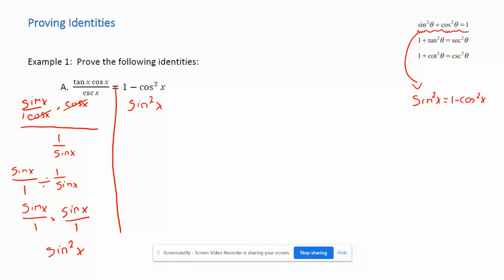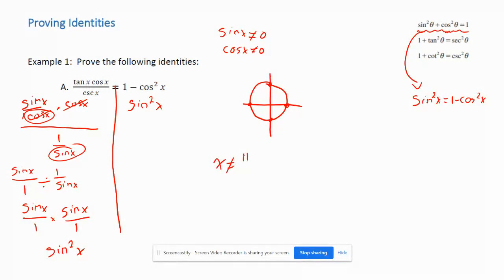Now, a few things. We have some non-permissible values to account for. We have a cos x in the bottom, and we have a sine x in the bottom. So that means sine x cannot equal 0, and cosine x cannot equal 0. And that happens on the axes points, which are these four guys here. So we know that x cannot equal pi over 2 n, where n is an integer.